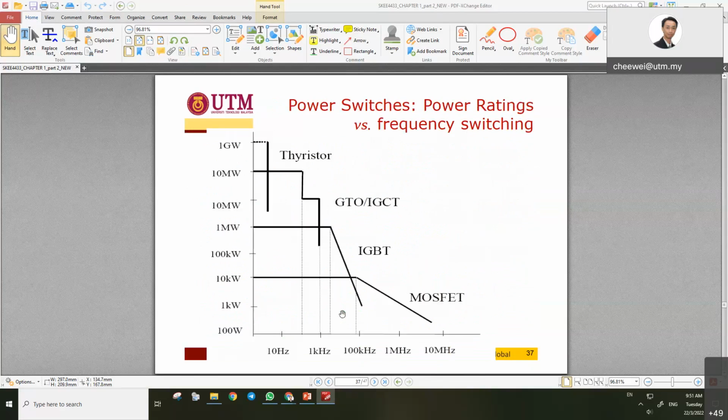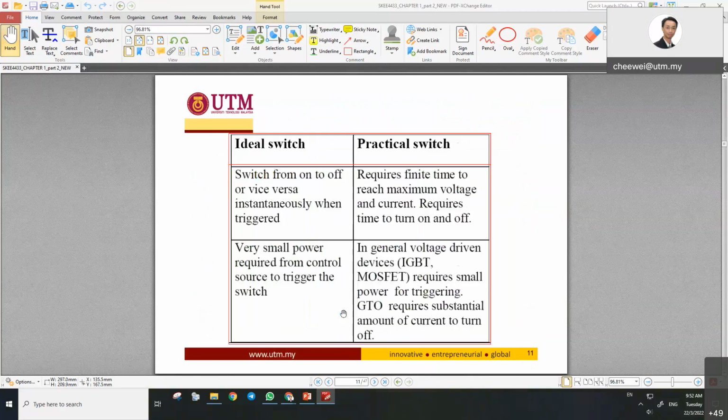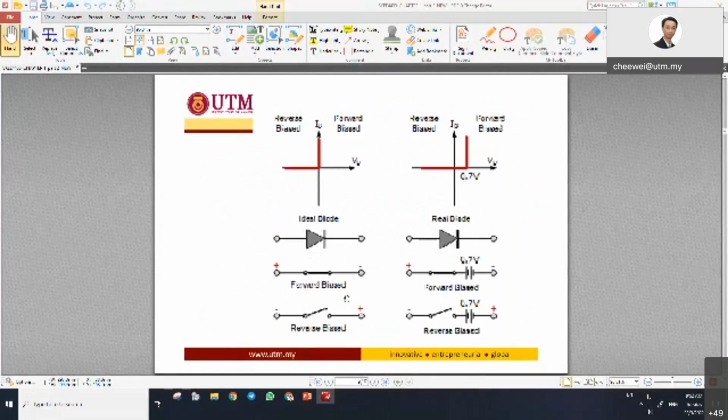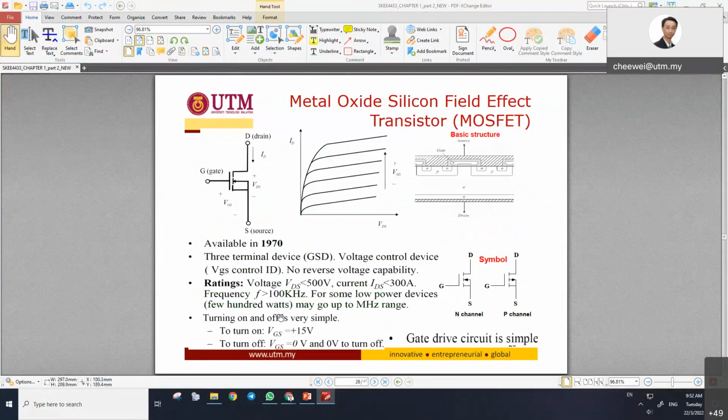If we have MOSFET, here you are, MOSFET. What is the frequency of MOSFET? There you see, the frequency of MOSFET is more than 100 kilohertz. So hundreds of kilohertz and above belongs to the high frequency range.